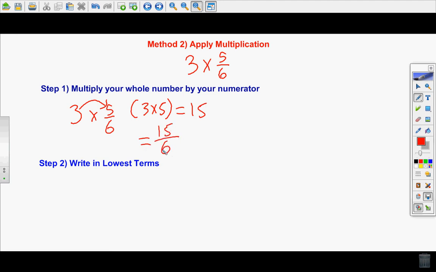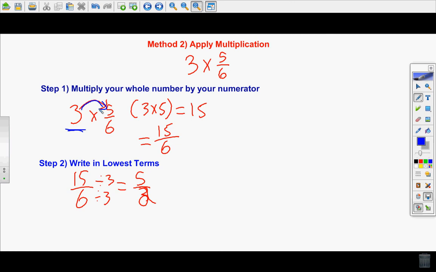Step 2, write it in lowest terms. We've got 15, we got our 6, we divide them both by 3. We've now got 5 over 3, or 2, sorry. What am I thinking? 5 over 2. So the important thing for this one is that when you're doing it, you need to make sure that this whole number is multiplying onto our numerator. And that's it. Multiply them together and put it over the original denominator and you're good to go.